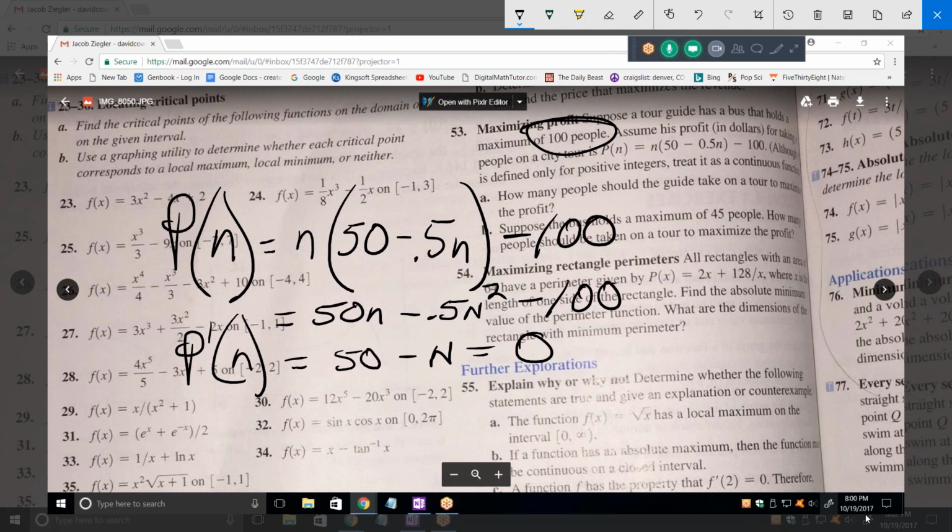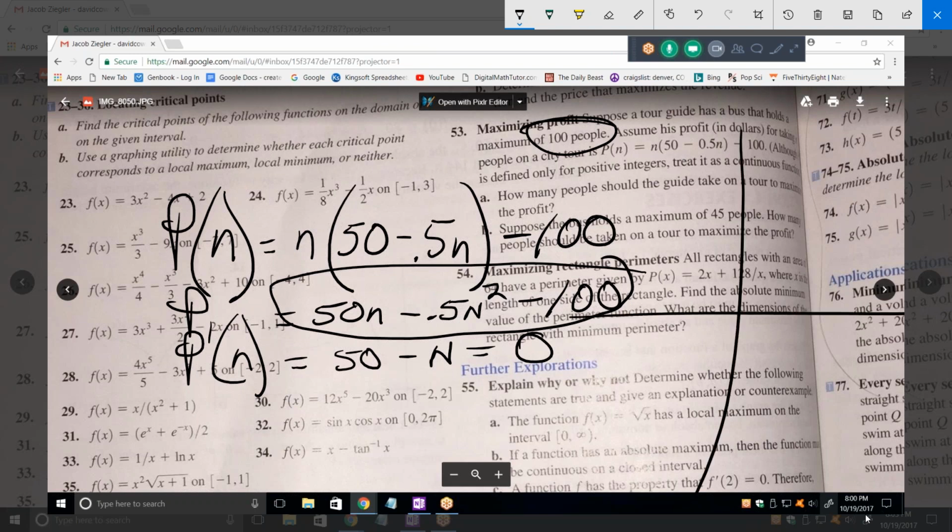Would you say minus 45 then? Wait. No. Let's look at our profit function. That's quadratic. It's a quadratic that opens down because that coefficient is negative. So it's a quadratic that maybe looks like this. And this n that we figured out was 50.